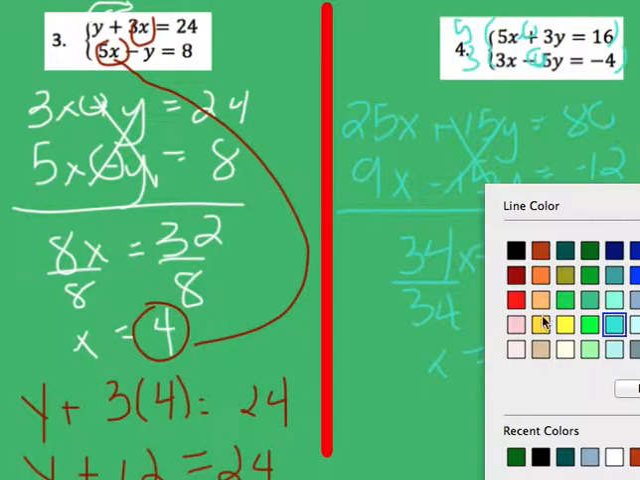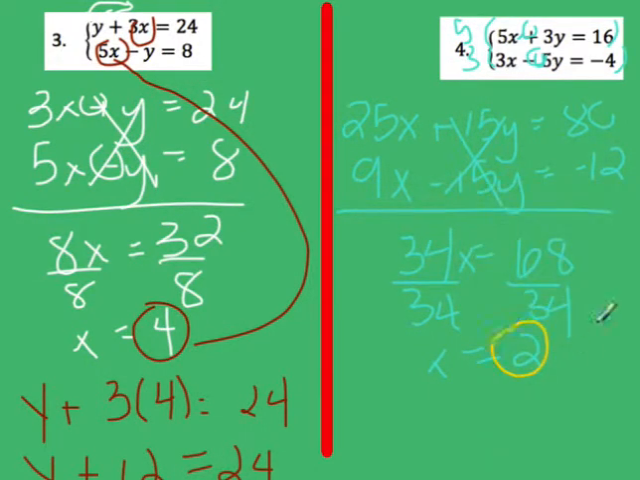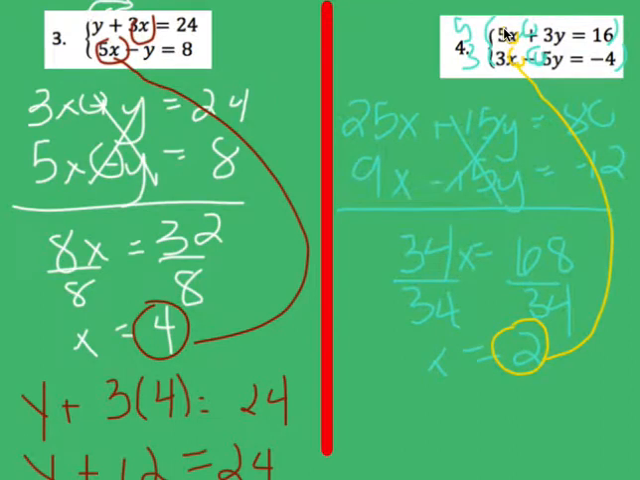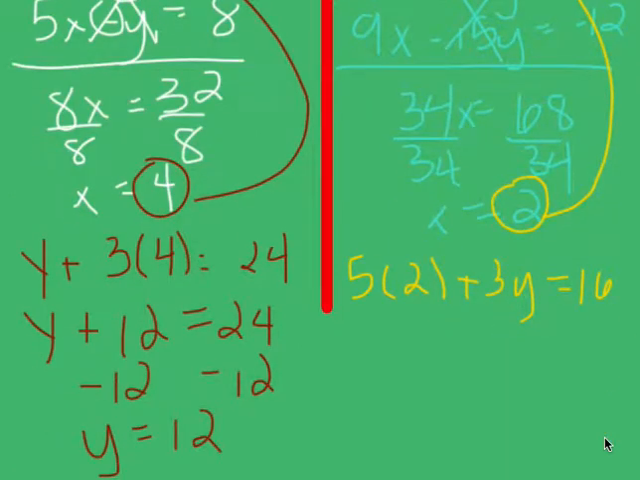So x and 2 are the same thing. So where I see x in one of these two equations, I can plug in 2. So I'm going to do that on the first one maybe. So I have 5 times 2 plus 3y is equal to 16. So now I'm going to solve this for y. 5 times 2 is 10. Plus 3y is equal to 16.